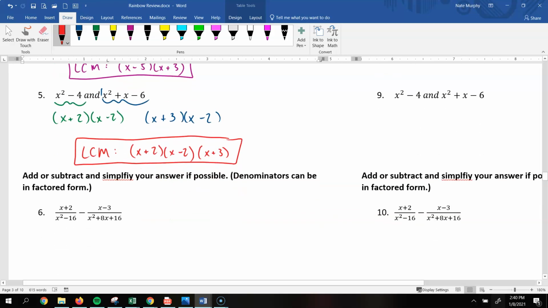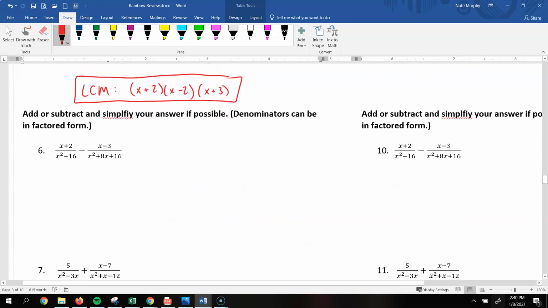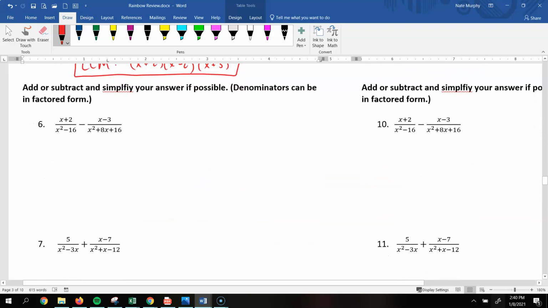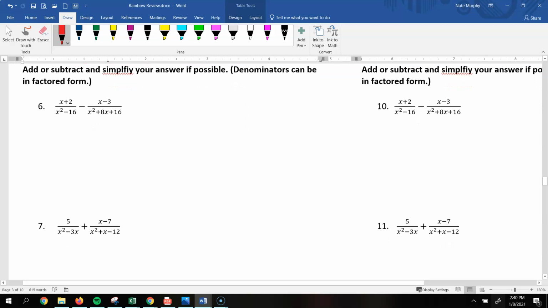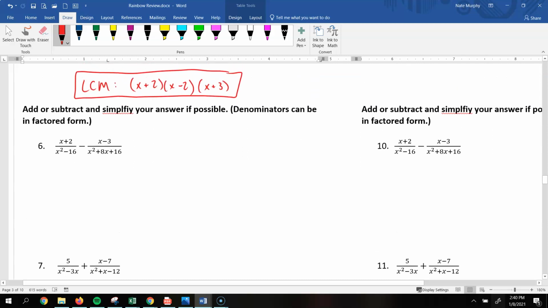All right. There's a typo here. It should be simplify, but we're going to add or subtract and simplify your answer where possible, and the denominators can be in factored form. All right, so anytime I see subtraction, I want to change that to adding a negative, and it's a negative to that entire numerator, not just the x. So you're going to just end up distributing that negative through. So this is going to actually become negative x plus 3. So that's one thing I like to do: as soon as I see that we're subtracting two fractions, change it to adding a negative.